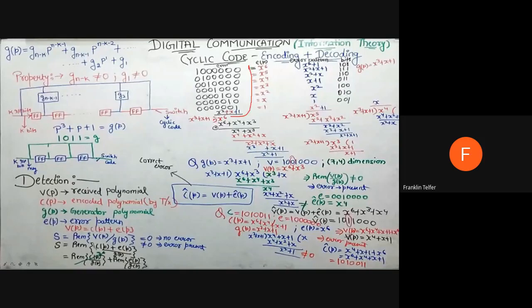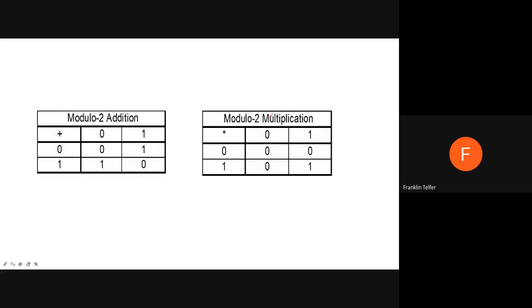Okay, so you have to derive this, right? X to the power 6, so x cube multiplied by x cube. Okay, x into x cube we have x power 4, 1 into x cube is x power 3. So now you do the modulo 2 addition. You should have known this thing basically, modulo 2 addition and modulo 2 multiplication.